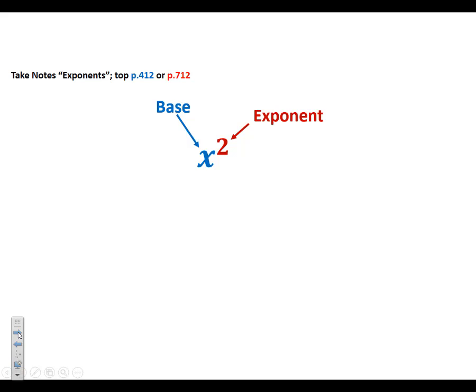So in this particular case, where we have a base of x and an exponent of 2, if I were to ask you to write this as a product, we would have x times x. We would take that base x and multiply it by itself twice. So x times x. This entire thing is what we call the power. So this x squared is the power.